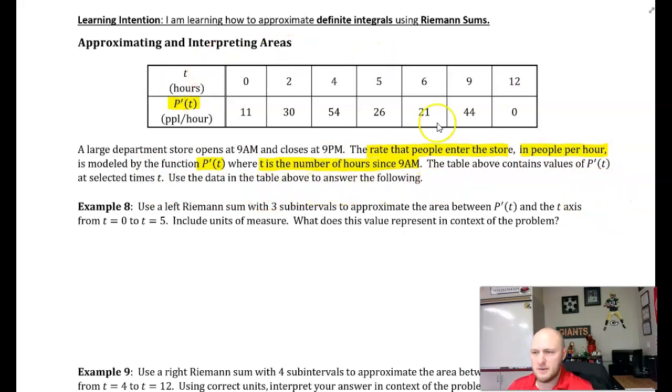Okay, so I have a table of data. Notice they say t equals 0. This is 9 a.m. That's important to just think about. And when t is equal to 12 hours later, the department store closes at 9 p.m. Okay, so example number 8.